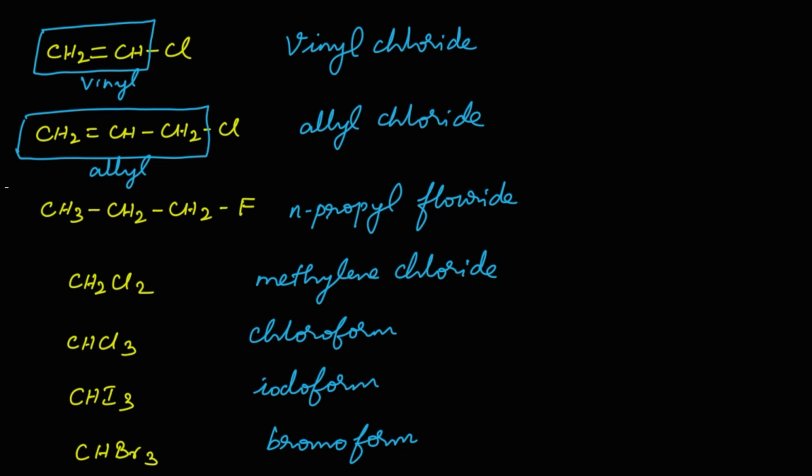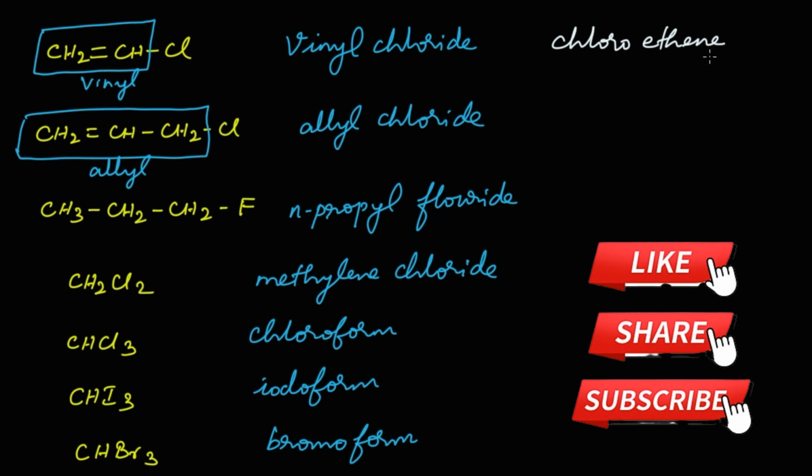The first one, the vinyl chloride. As I said earlier, the prefix will be chloro. There is no change in that. The prefix will be chloro. And this one, 2 carbons are present, so eth. Here double bond is present. If double bond is present, the suffix will be ene. So chloroethene is the IUPAC name of vinyl chloride.